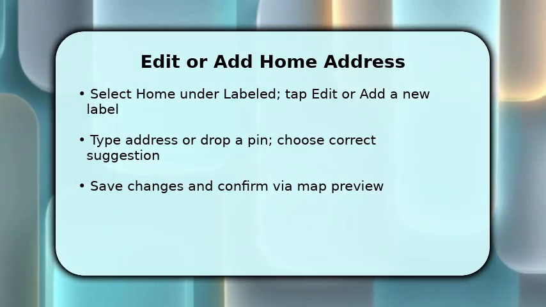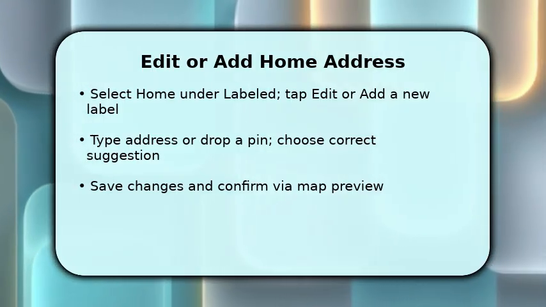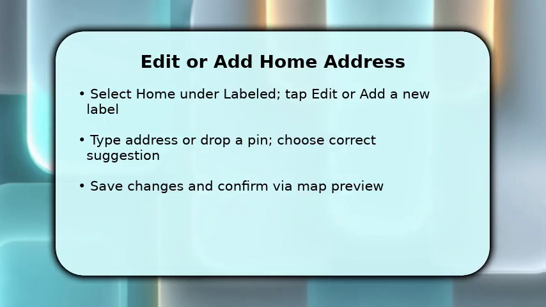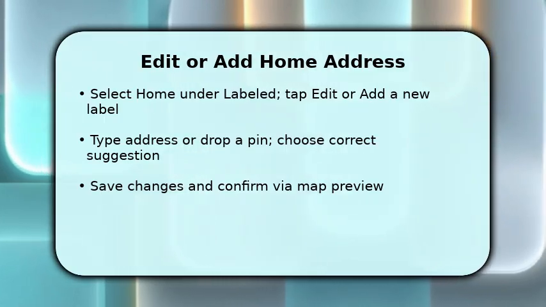Once you've placed the pin, tap Save and watch the map preview to confirm the location looks right. You're doing this because the precise pin controls routing and commute estimates.